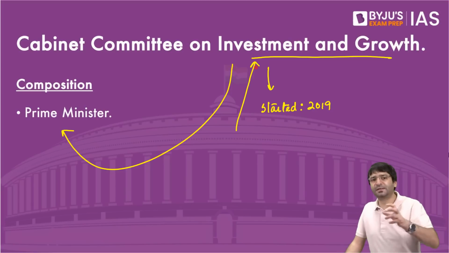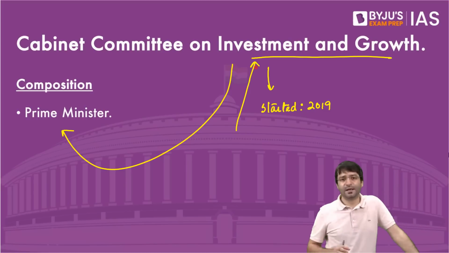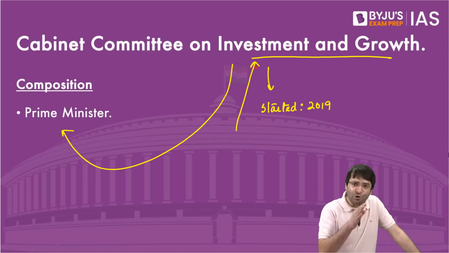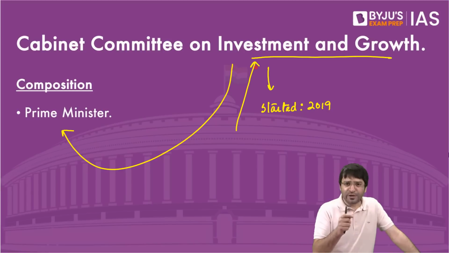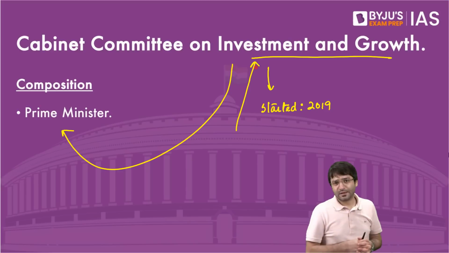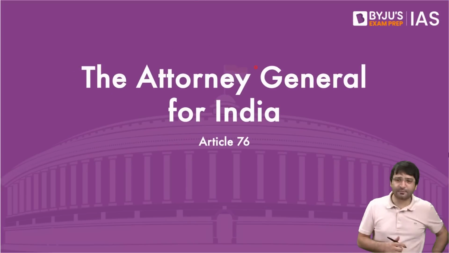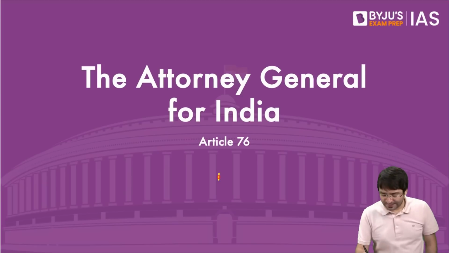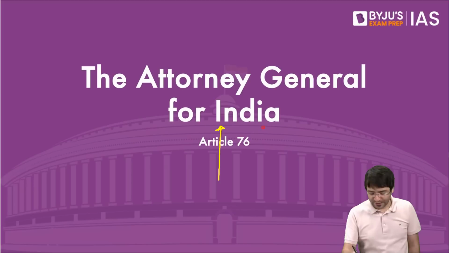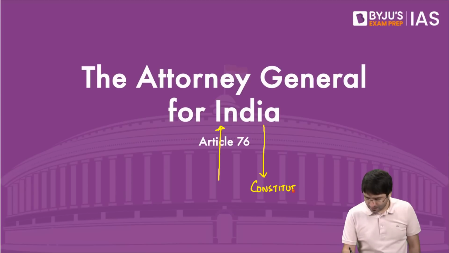And this completes our discussion on Prime Minister, Council of Ministers, and cabinet committees. But we will revisit the office of the Prime Minister and his Council of Ministers when we discuss the Union Legislature. So basically, in Union Legislature, we will cover Union Executive and Union Legislature together. Now, the last thing that we have to discuss in Union Executive is the Attorney General for India under Article 76 of the Constitution, which means this Attorney General for India is a constitutional post.